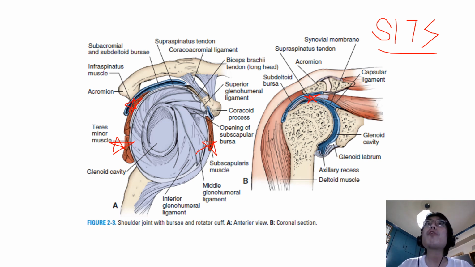The rotator cuff fuses with the joint capsule and it provides shoulder mobility. Specifically, the rotator cuff keeps the head of the humerus in the glenoid fossa during movements and thus stabilizes the shoulder joint.